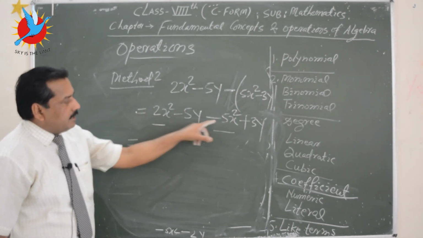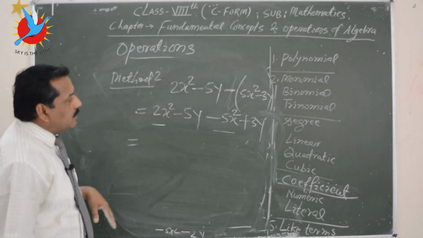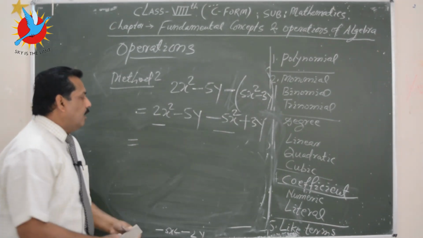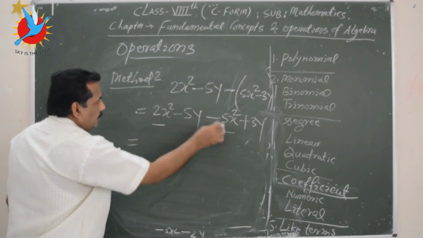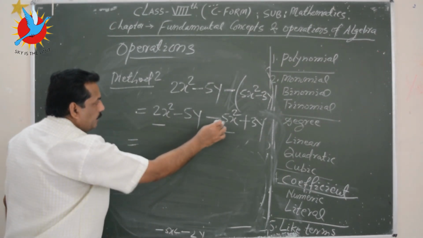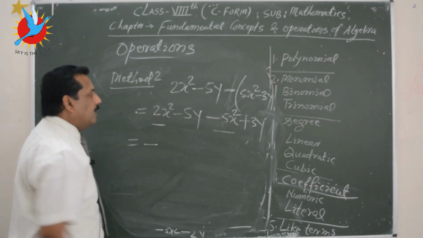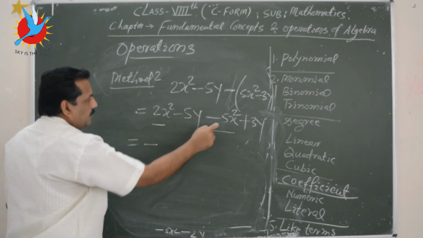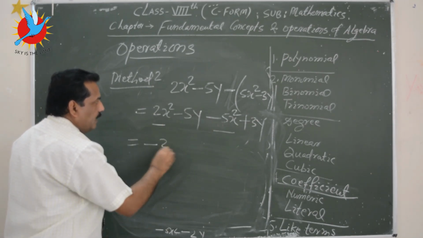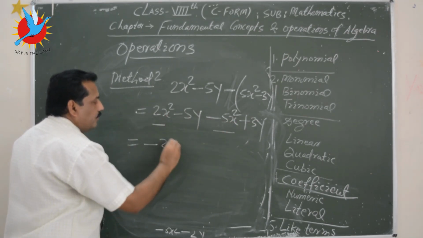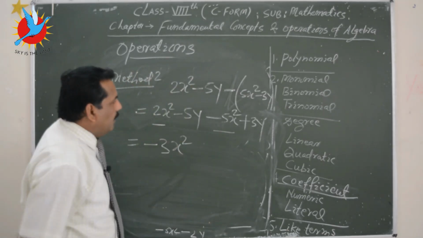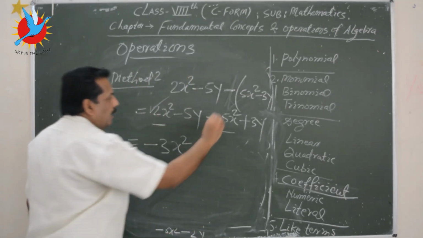Here it is plus, it is minus. So if the signs are different, then we have to write the sign of the greater numeric coefficient. Greater numeric coefficient is 5 compared to 2. It has minus sign, so this is minus. And then we have to take the difference of 5 and 2, that is 3, and put the literal coefficient as it is. Okay, so we have done this and this.